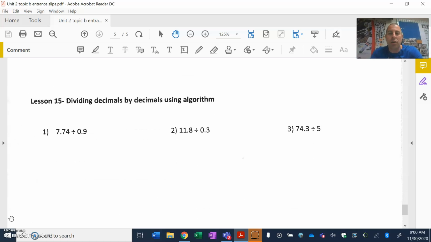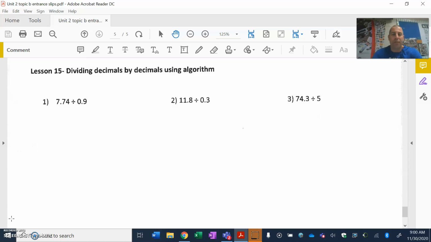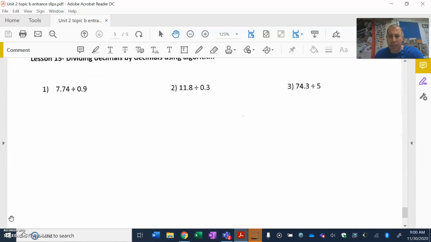All right, let's look at lesson number 15, and let's try a few here. Now, I'm actually going to start with question number 3 because it works a little bit more off of prior knowledge. In other words, it's kind of like lesson 14 that we saw. So let's see what we've got going on here.